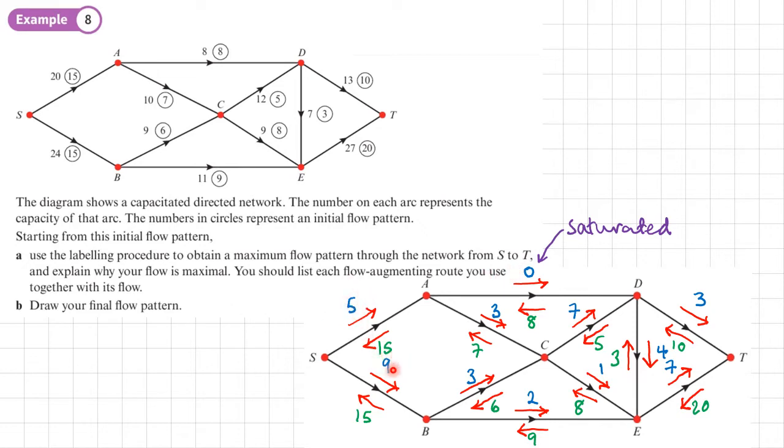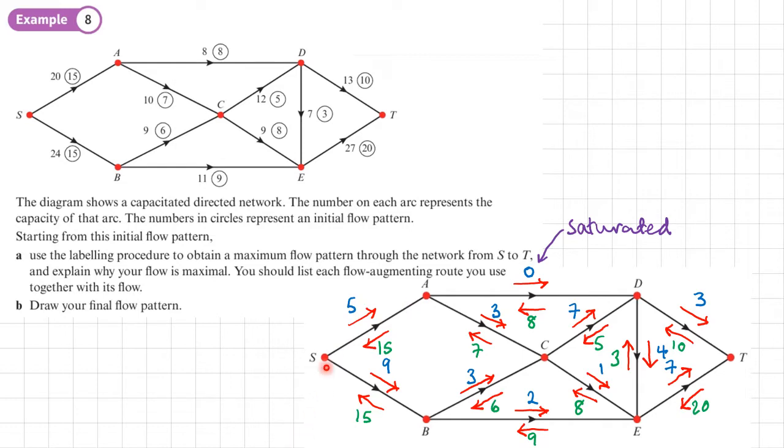I could increase this by 9, for example. Now, it makes sense when you're doing these types of questions, rather than just use random routes, to start with A, at the top, and work your way to the bottom. So if I start here, I can see that route SACDT can be increased by 5, increased by 3 here, 7 here, and 3. Now remember, we take the lowest value, that tells us how much I can increase the overall route by.